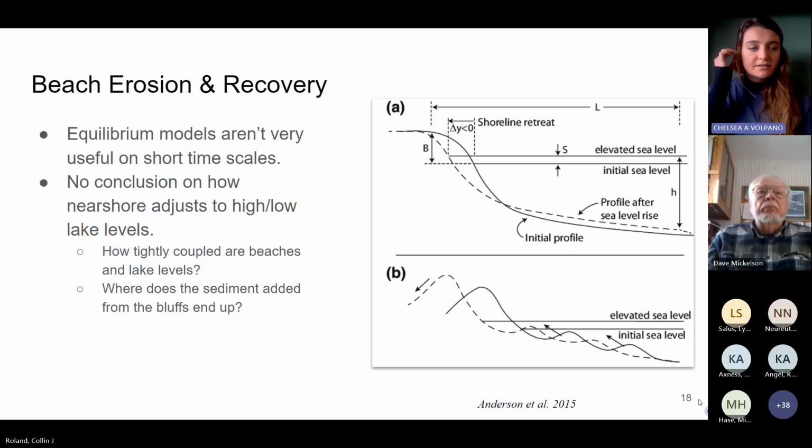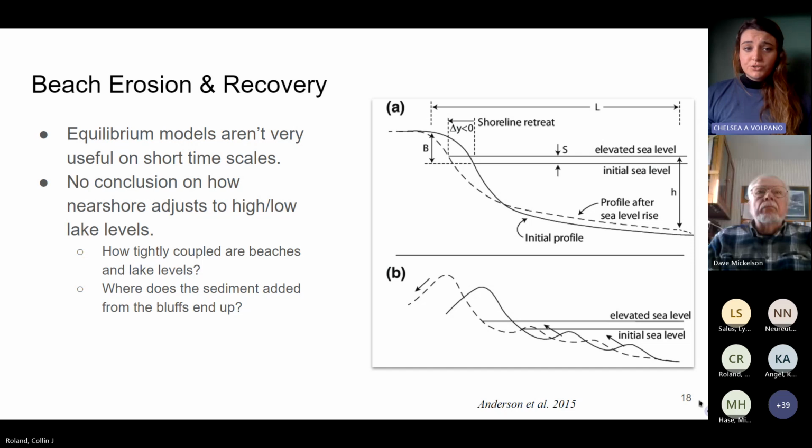So for sea level rise, there's a common assumption that's made, which is basically an equilibrium model for sea level or lake level going up, and then the coast retreating an equal amount landward. And the problem with these models is they're more tuned to longer time scales, where sea level or lake level is rising very slowly. And so they're not useful on the short-term scales that we experience in the Great Lakes. And it also can't account for that bidirectional rise and fall of the lake levels.